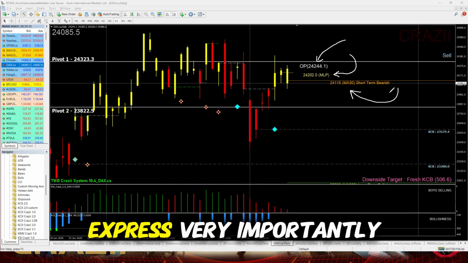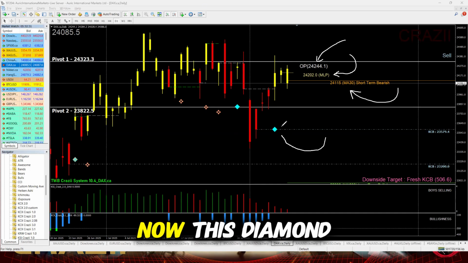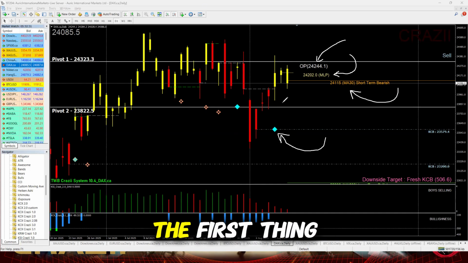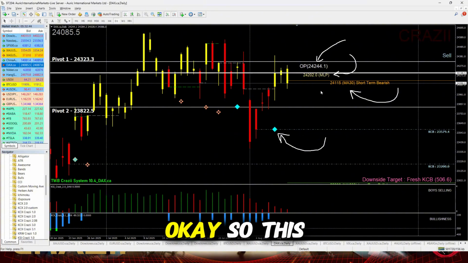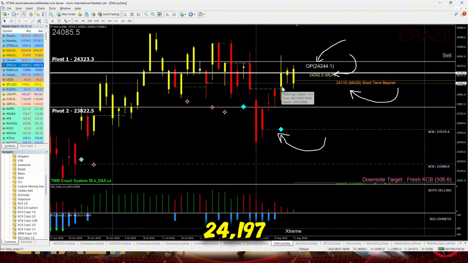But the point I want to express very importantly is a diamond over here. Now, this diamond, when it was there itself, the first thing you need to do is to put a line at the closing price, which is here. So this is the diamond line, which is the closing price of the candle that has a diamond, and that price itself is 24,197. Take note, this one is the diamond line.